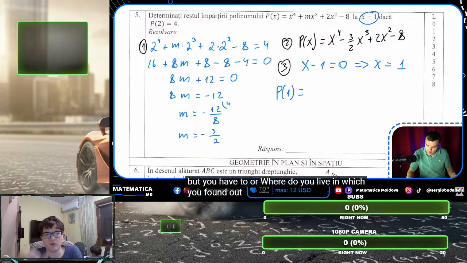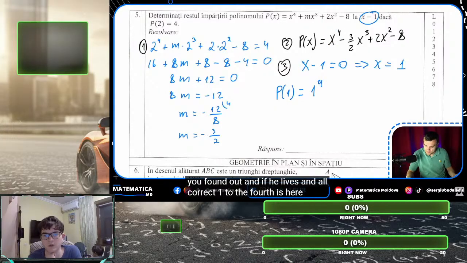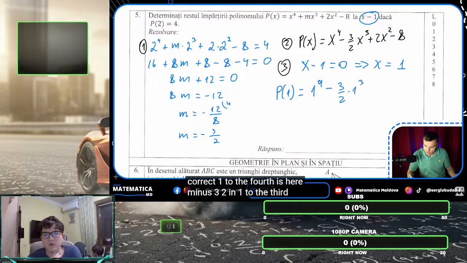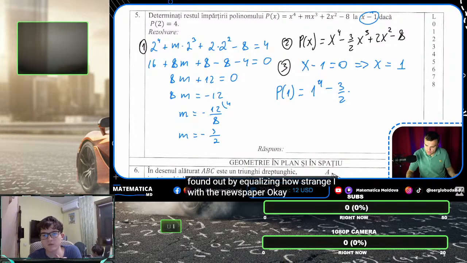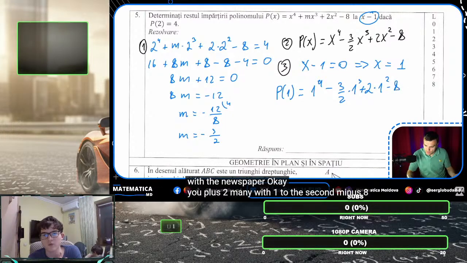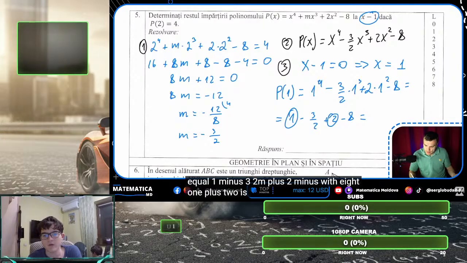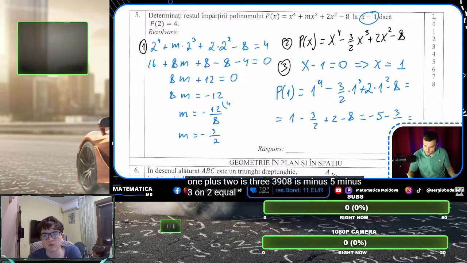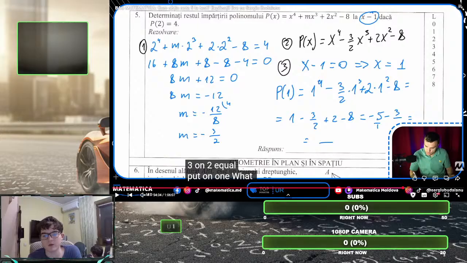We do know the m, we know the x is 1, so we plug it in like Top Gear, like I said, and then we put in the minus 3 divided by 2, we pop that in, plus 2, boom, minus 8, so we have 1 minus 3 divided by 2 plus 2 minus 8, and then we have basically minus 3 divided by 2 minus 5. What? Minus 5? Oh yeah, because it's 3 minus 8, so minus 5.